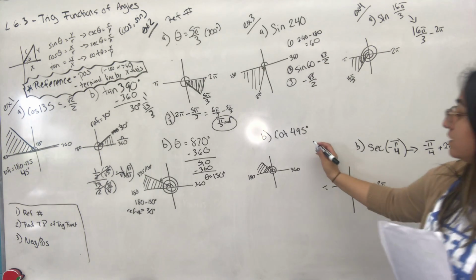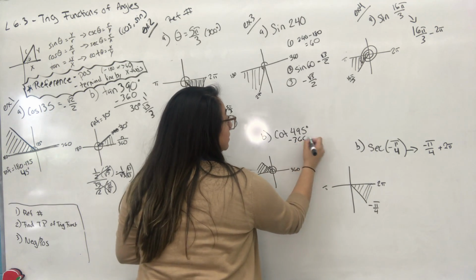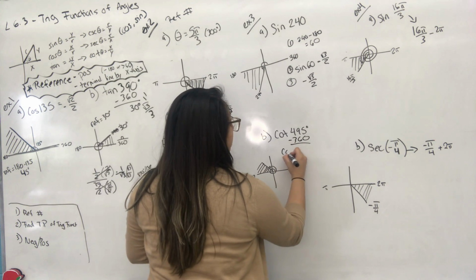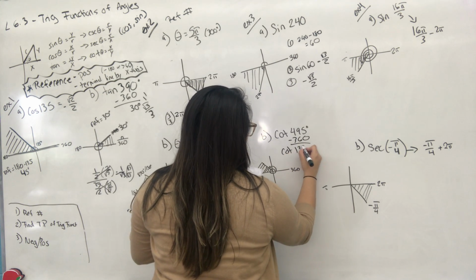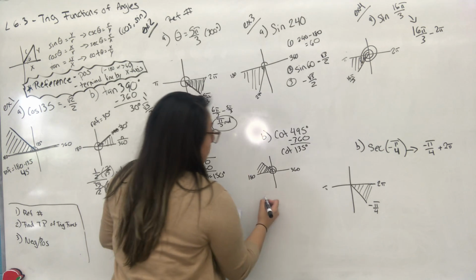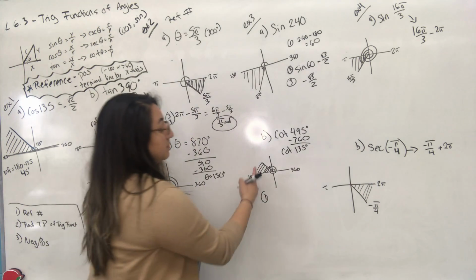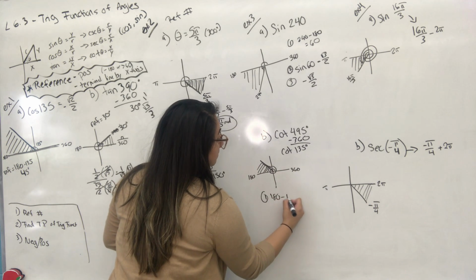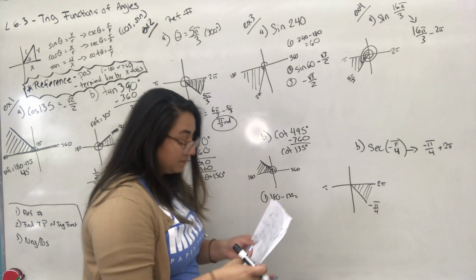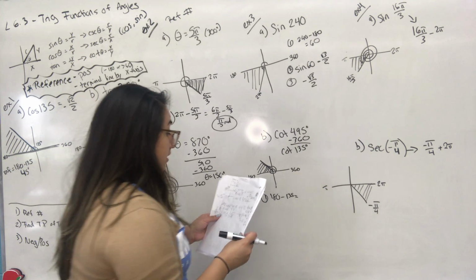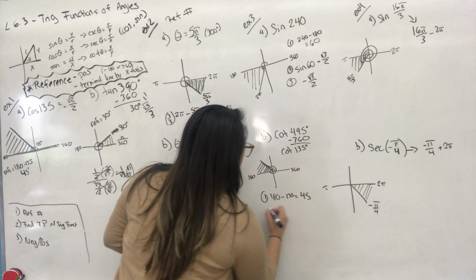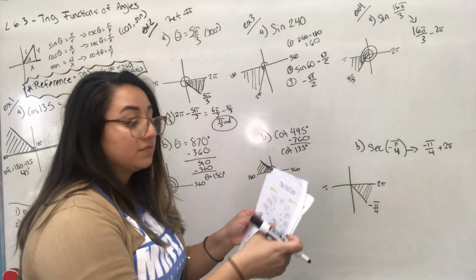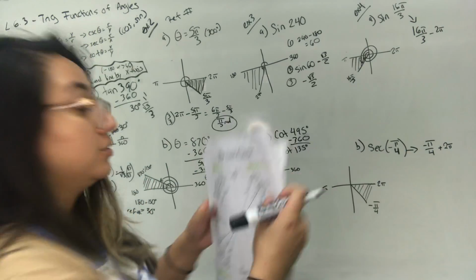Cotangent of 495, so we have to subtract because it's not within our chart. So 495 minus 360, I have the cotangent of 135. That's what I have drawn here. I'm going to find my reference number first. To find your reference number, that shaded region I just did, 135 is closer to the 180. So 180 minus 135, it has to be positive, and you get 45. Now you're finding the cosine of 45 degrees. So the cosine of 45 is radical 2 over 2.